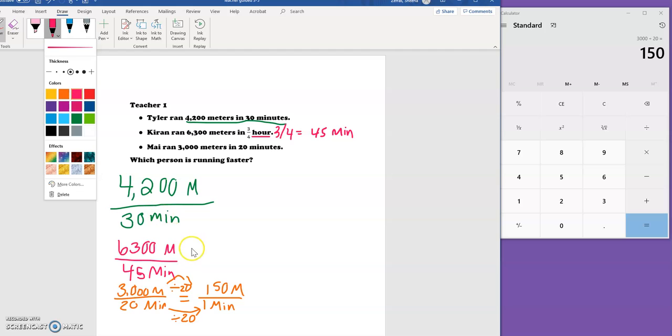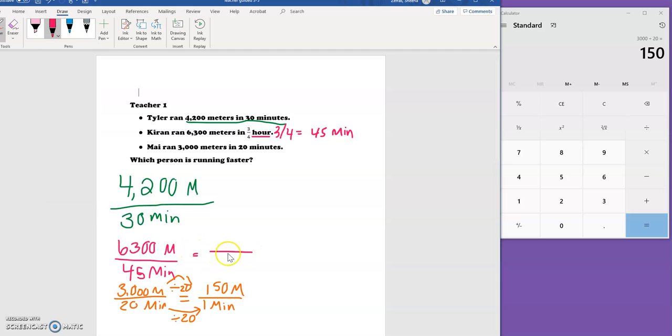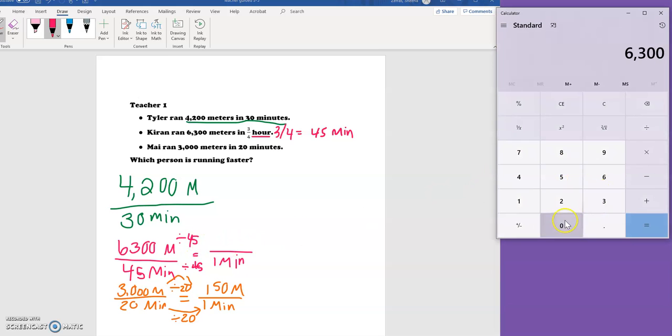I'm going to do that same process here for Kieran. So how far can he run in just 1 minute? We divided 45 by 45. So we will also divide our numerator, 6,300, by 45.